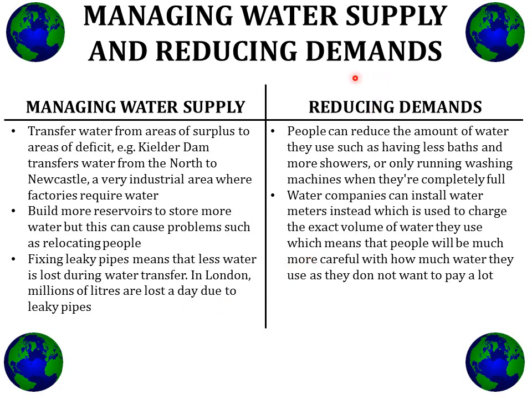Now, reducing demands. People can reduce the amount of water they use, such as having less baths and more showers, or only running washing machines when they're completely full. Also, when you're brushing your teeth, loads of people tend to leave the tap running, but you can just turn it off and then turn it back on when you actually need it. Water companies can install water meters instead, which is used to charge the exact volume of water they use, which means that people will be much more careful of how much water they use, as they do not want to pay a lot for it.